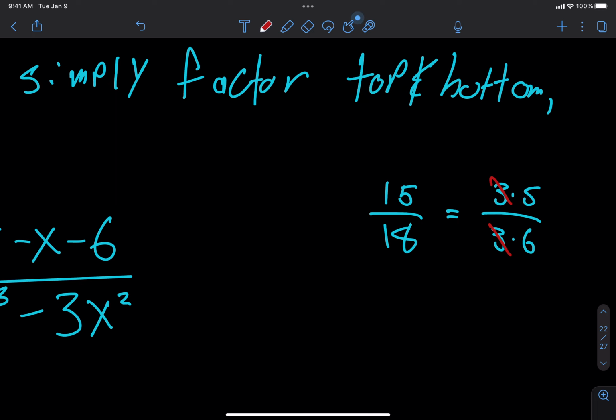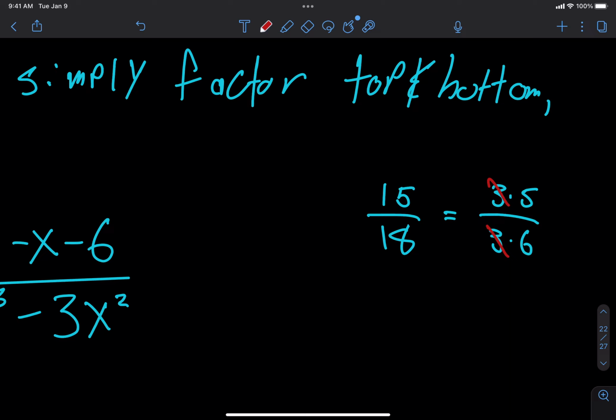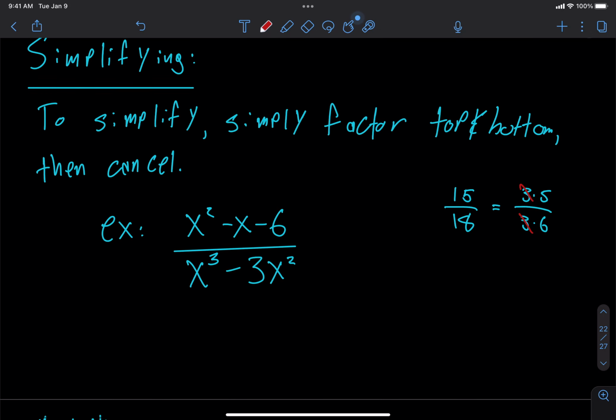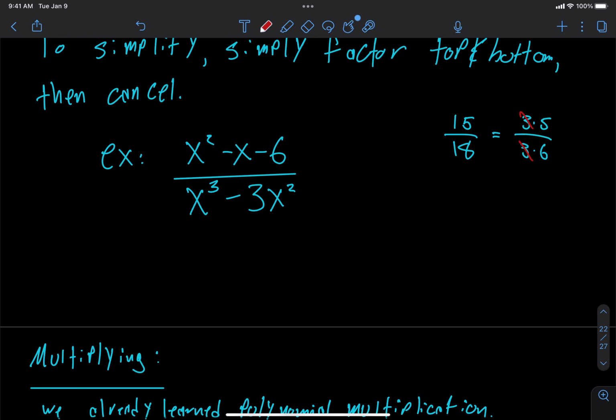So the same way that I do that, I'm going to do the same thing with my polynomials. I'm going to factor them into their factors, which can be multiplied together to get that thing. And then if I see anything common between the top and bottom, I'm going to cancel it. Easy as pie. Easy as eating pie, at least. I don't know about making pie.